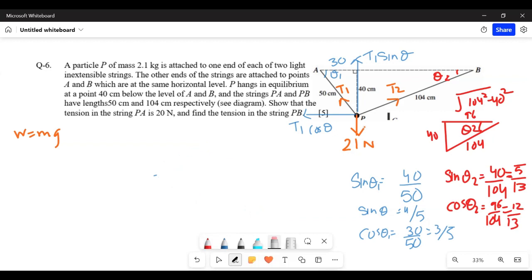Now let's resolve T2 into its components. This one is the component parallel to this, and that is adjacent to the angle. So that's the cos component. So T2 cos theta 2, this was theta 1 and the other one was theta 1. And upwards is going to be T2 sine theta 2.